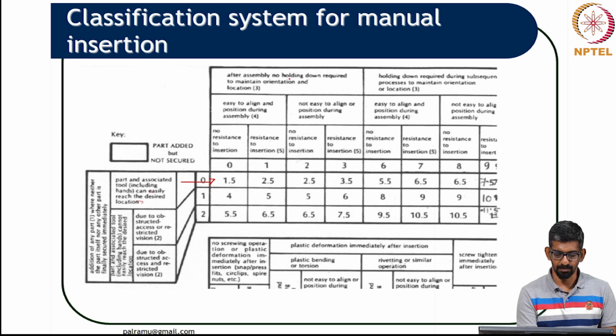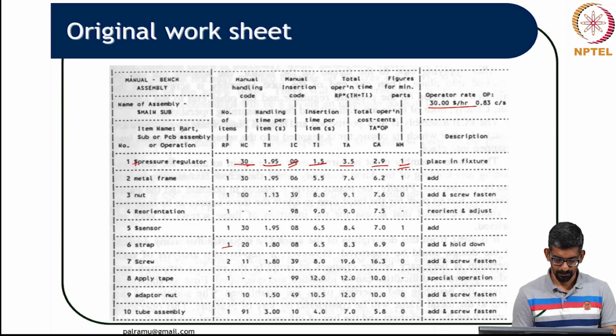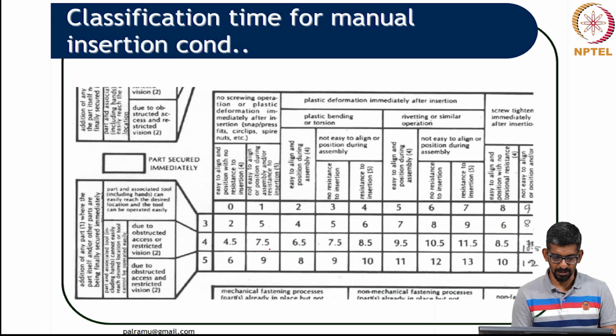The other one is, after assembly, no holding down required to maintain orientation and location. For that particular part, it is okay at this point in time. The one that gets bound or fastened on it is what we need to check next. Easy to align and position during assembly, no resistance to insertion. So it is 0 and 0, that is why they had 0 and 0. The time was 1.5. Now we are looking at the strap. Alpha plus beta, and it was 20. For the strap, 20, the corresponding time would have been 1.80. We will see what it takes for the manual insertion.